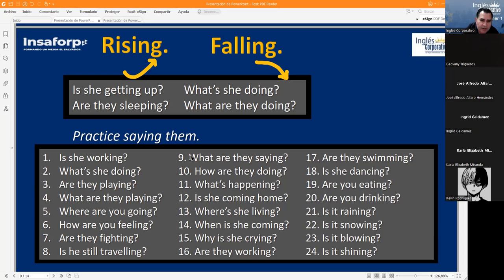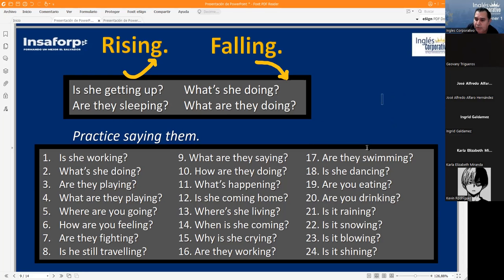Okay, pero si va para arriba: Is she working? Are they playing? Are they fighting? Is he still talking? Is she coming? Are they working? Are they swimming? Is she dancing? Are you eating? Are you drinking? Is it raining? Is it snowing? Is it blowing? Is it shining? Okay, so we go in this order.